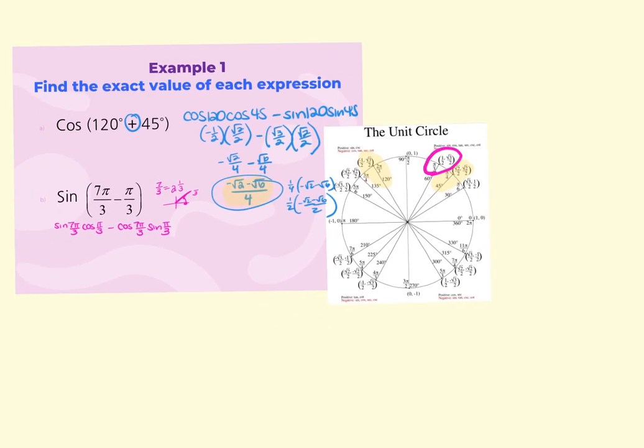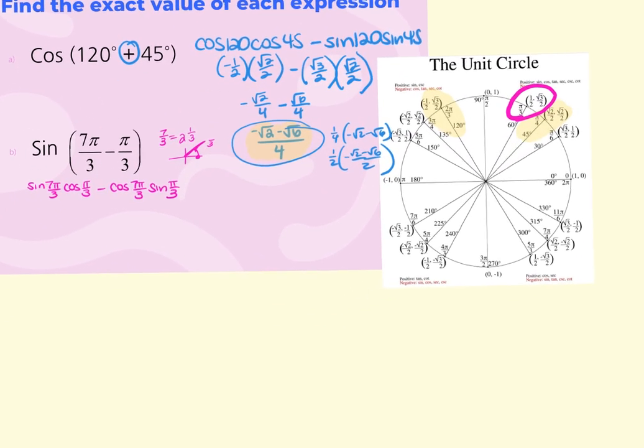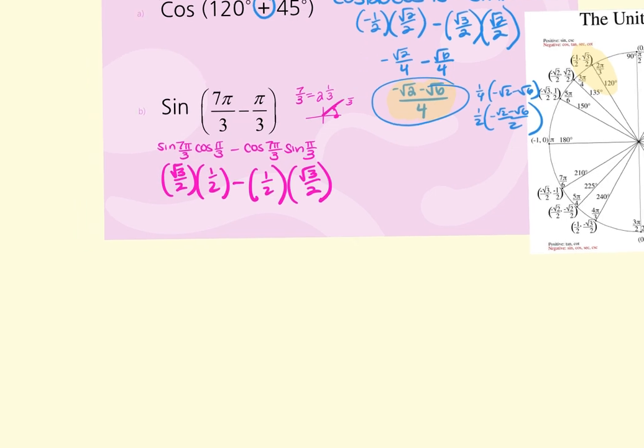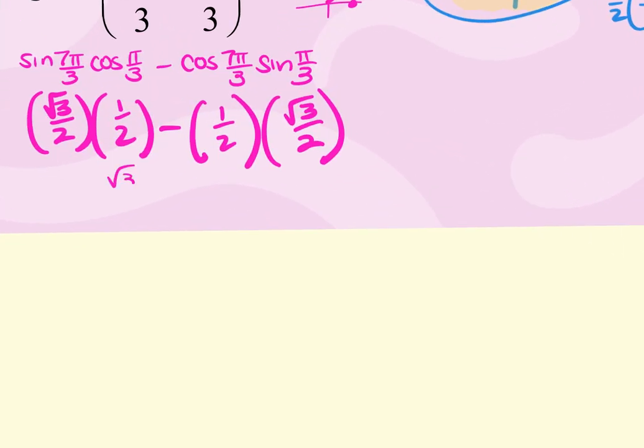Sine at pi over 3 is square root 3 over 2. The cosine at pi over 3, 1/2, good. Cosine at 7 pi over 3, or pi over 3, root 3 over 2. Nope, sorry, 1/2. And the sine at pi over 3, root 3 over 2. And I get root 3 over 4 minus root 3 over 4, which is 0.